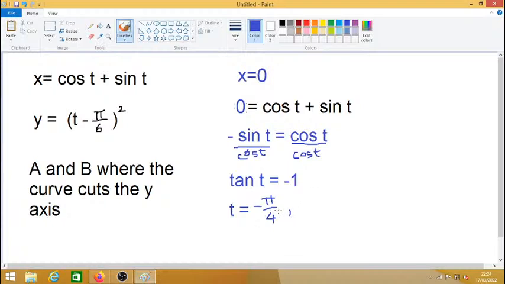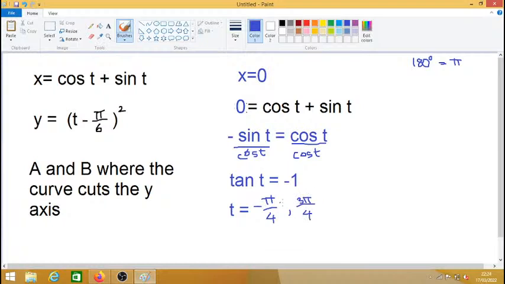Let me just write that in the corner. So 180 degrees. You can add or subtract 180 degrees to the first angle to get the next angle and the next angle and the next angle. 180 degrees is pi if you're working in radians. So adding pi onto this would get 3 pi over 4.